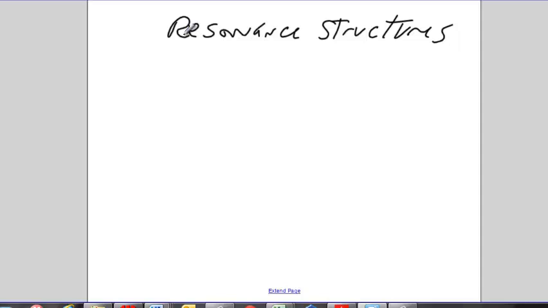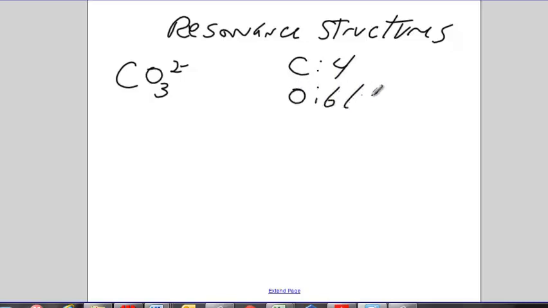Here's a classic example. CO3 2 minus. You'll recognize that as the polyatomic ion carbonate. Now, of course, that 2 minus means there's 2 extra electrons. So there's 4 valence electrons with carbon. There's 6 with oxygen, but there's 3 of them. And then there's 2 extra electrons. So that adds up to 24.